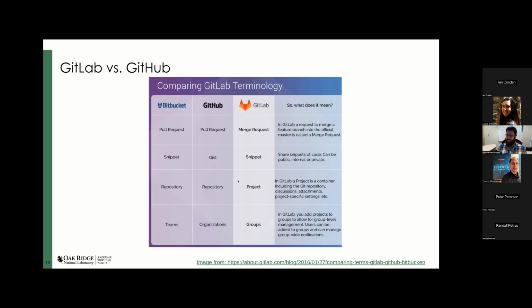The big one is a repository versus project. In GitHub you have your code repository. In GitLab they like to say project because there is a lot of all the features that we're going to go over. There's a lot more there. And then organizations versus groups.